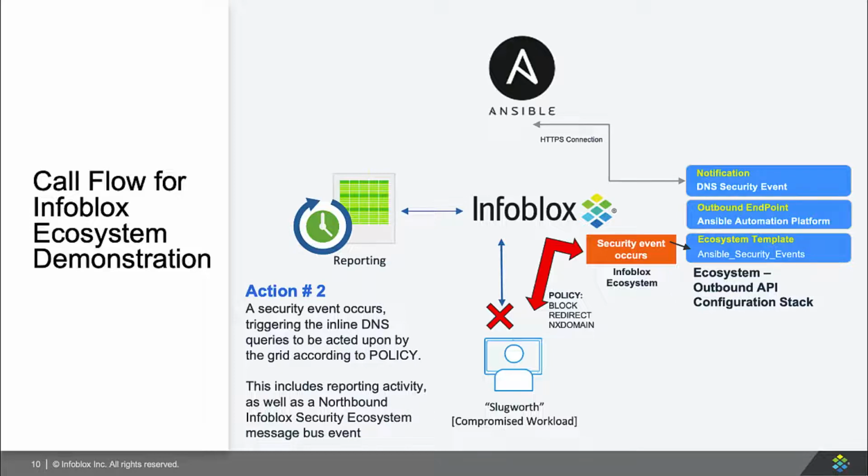Something walks through the Infoblox ecosystem template. This is a framework that allows us to correctly format a message for the message bus and get it out to an outbound endpoint. In this case, that will be Ansible Tower's RESTful API. That outbound endpoint that we speak to uses a notification system. This comes from Infoblox. In this case, we're going to use DNS security event as the notification mechanism. And this can be a number of different kinds of security events, anything from DNS tunneling to a standard what's called RPZ, or response policy zone response.